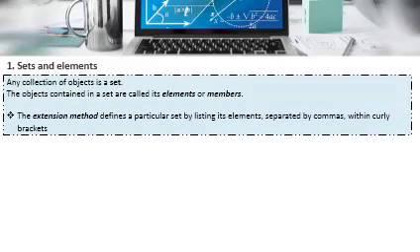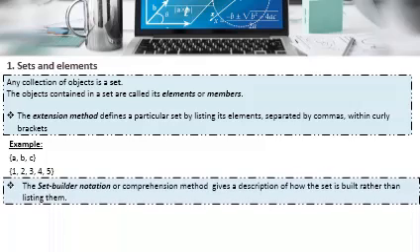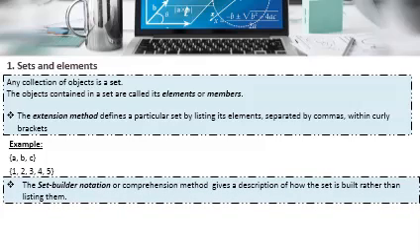So first, let us remember together the meaning of a set and the meaning of an element. Any collection of objects is a set, and the objects inside the set are called the elements. We have two methods to write a set. The extension method defines a set by listing its elements, separated by commas within curly brackets. For example, we have the set A, B, C, 1, 2, 3, 4. As you can see, it's in the extension method where we listed the elements separated by commas within curly brackets.